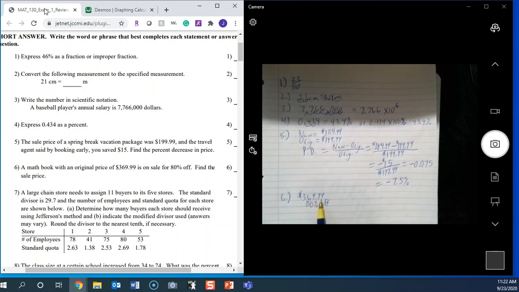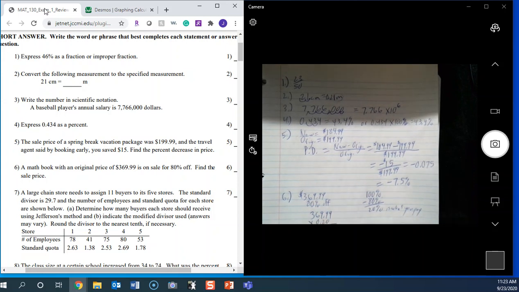If you paid the $369.99, that would be 100% of what the cost is. But they're telling you they're giving you 80% off. So we look at it like this here. 100% is the original value. They're giving you 80% off. So basically 20% is what you pay. So this would be the sales price. So what you need to do is take this $369.99 and multiply it by 0.20, and that will give you the sales price.